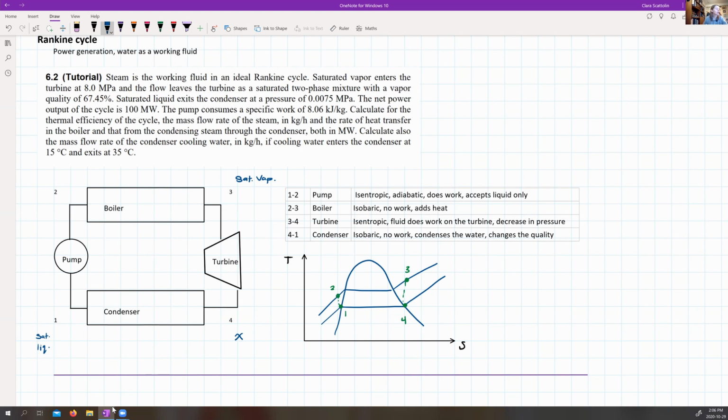The net power output of the cycle is 100 megawatts. The pump consumes a specific work of 8.06 kilojoules per kilogram. Calculate, there's a couple of things they want: the thermal efficiency of the cycle, the mass flow rate, and the rate of heat transfer in the boiler and the condenser, in megawatts. Calculate also the mass flow rate of the condensing cooling water in kilograms per hour if cooling water enters the condenser. So we know the condenser is a Q out.